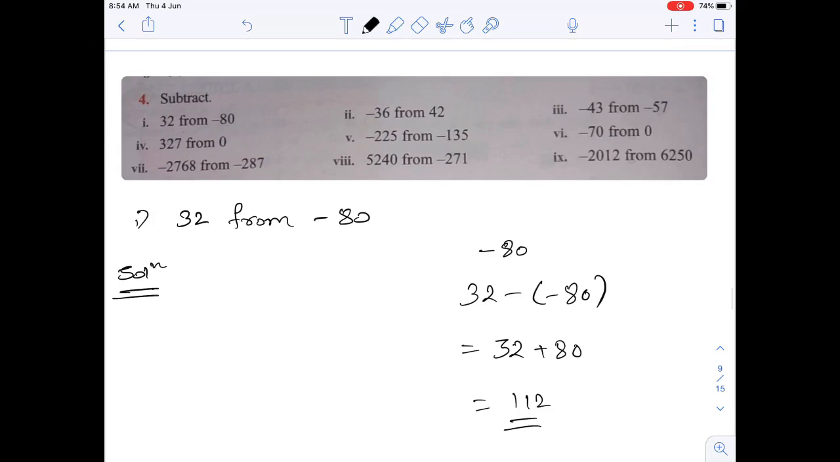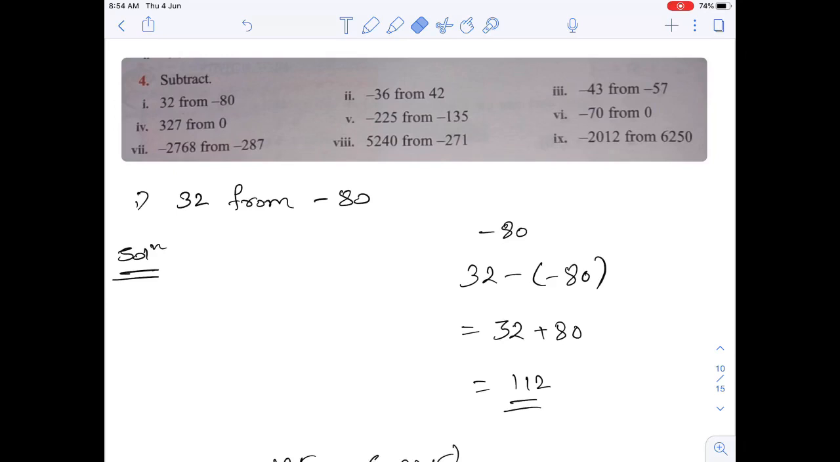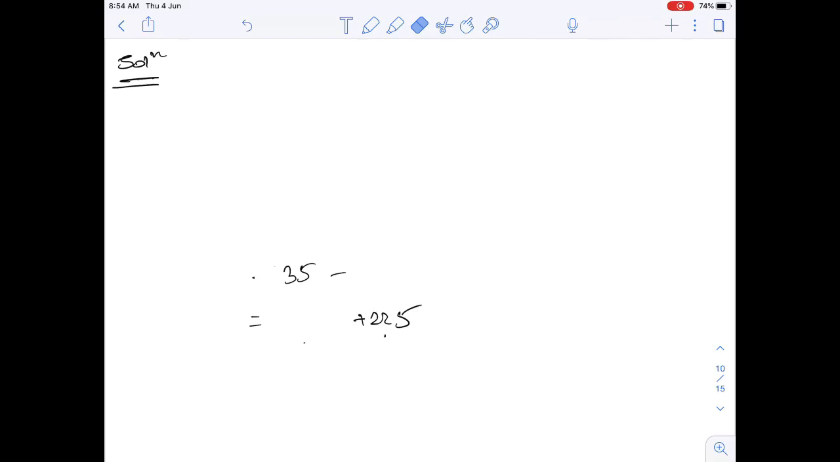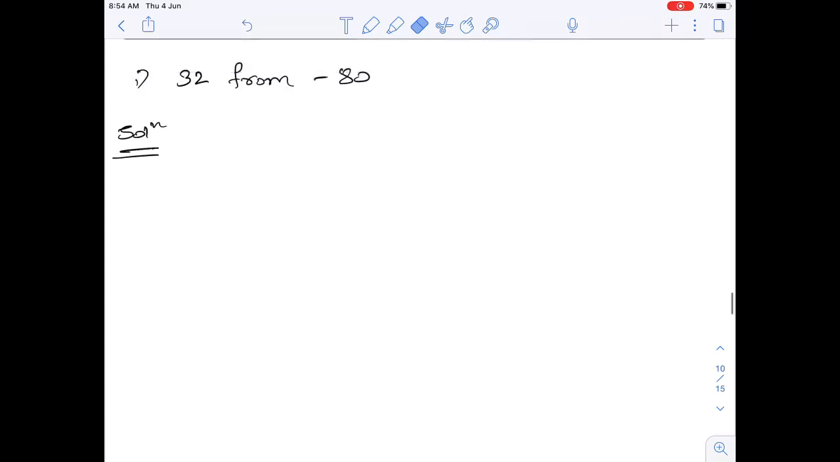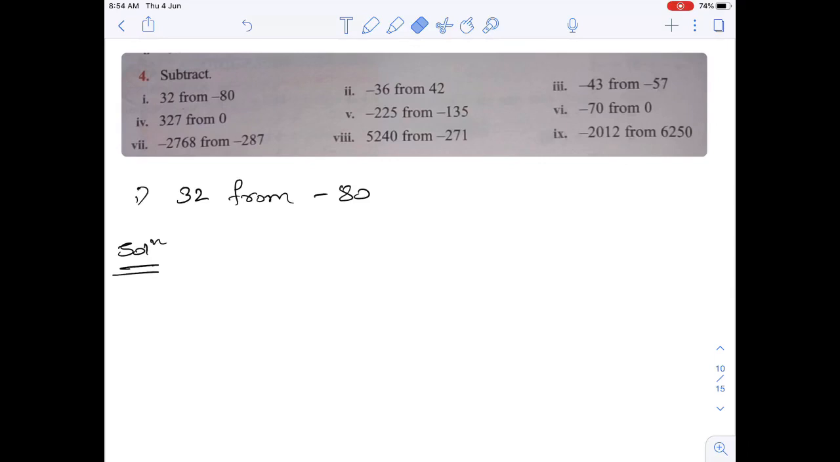Now in the previous class we learned about addition of numbers. Now let us see subtraction of numbers. In subtraction, suppose the first example is given as: subtract 32 from minus 80. In subtraction a very simple rule is there, that the number which comes after 'from' you have to write first. So let us write it.